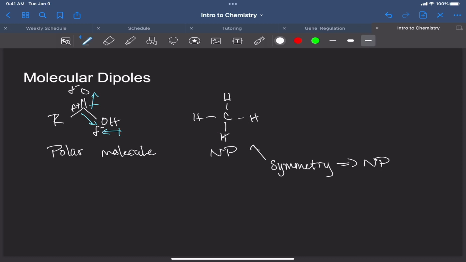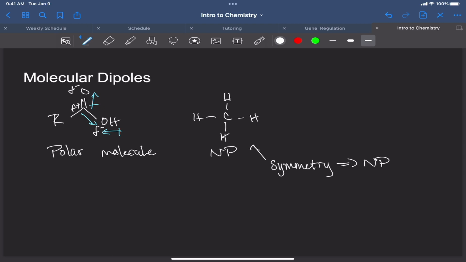If they're going in the same direction, they will add together to make an overall molecular dipole. If they're going in opposite directions, they will cancel each other out. So that's what you've got to look for.